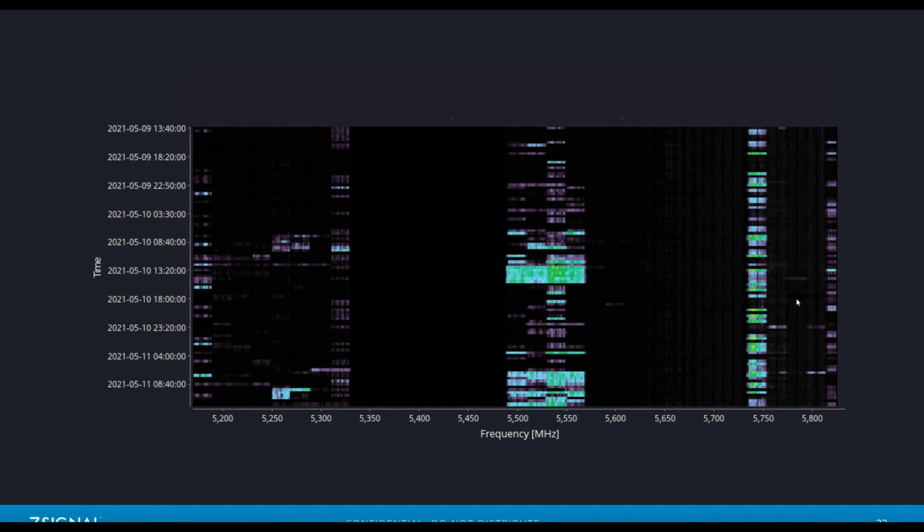There you go. And so this is what, if somebody was connected at a high data rate and they're using the full width of that 80 megahertz wide channel, it's going to light up just like this right here.